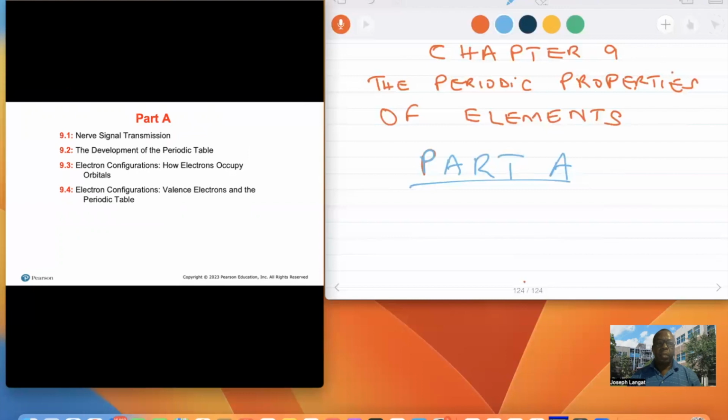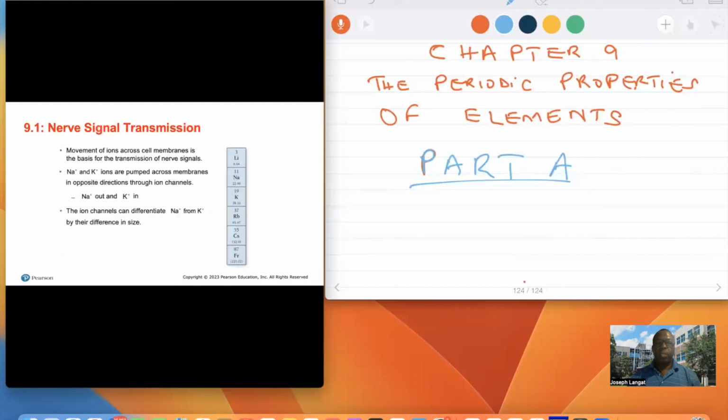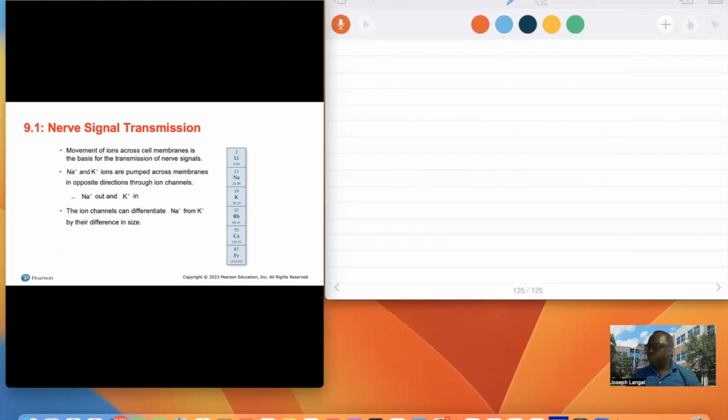In part A, let's look at 9.1. Section 9.1 talks about the nerve signal: the movement of ions across the membrane is responsible for transmission of the nerve signal. And these are the ions responsible, sodium and potassium. The transmission has to do with how the ions move.